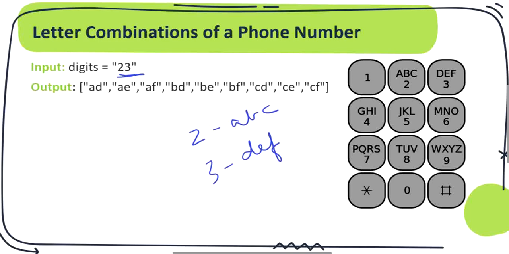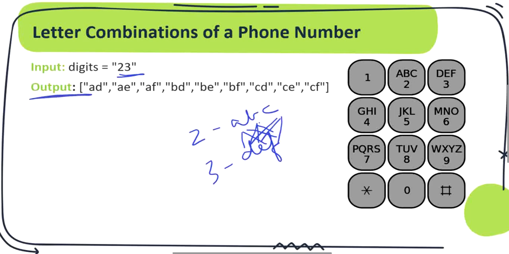There are 3 characters for 2 and 3 characters for 3. So obviously if we select A at keypad 2, the combinations are AD, AE and AF. Similarly, by pressing B, we have the combinations BD, BE and BF, and finally with C, CD, CE and CF. That is the output we are returning here.